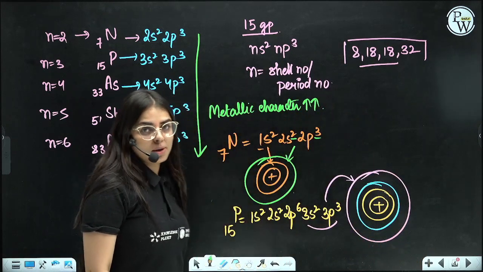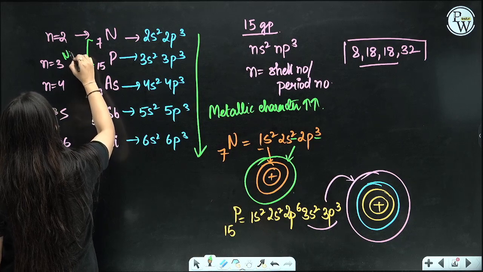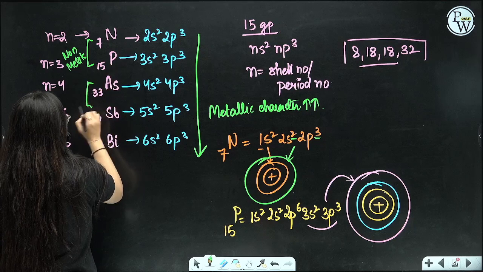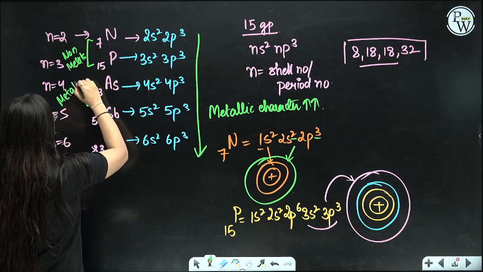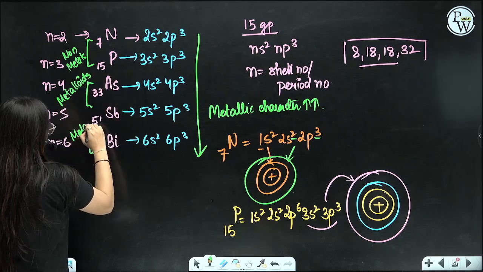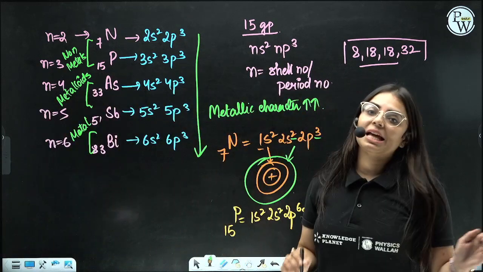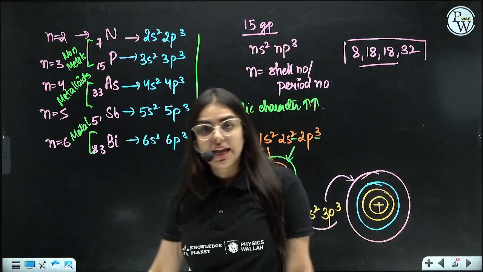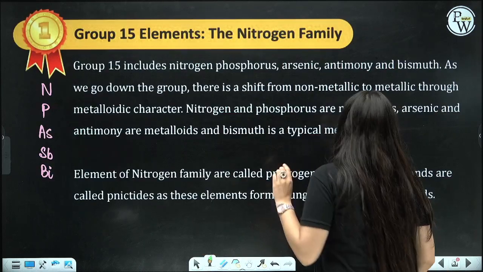If I talk about the elements over here, do remember nitrogen and phosphorus both are your non-metals. Arsenic and antimony both are your metalloids. And if I talk about bismuth, it is your metal. So non-metallic character is decreasing down the group, but metallic character is increasing down the group, if you can clearly observe it. Yes, very simple part.